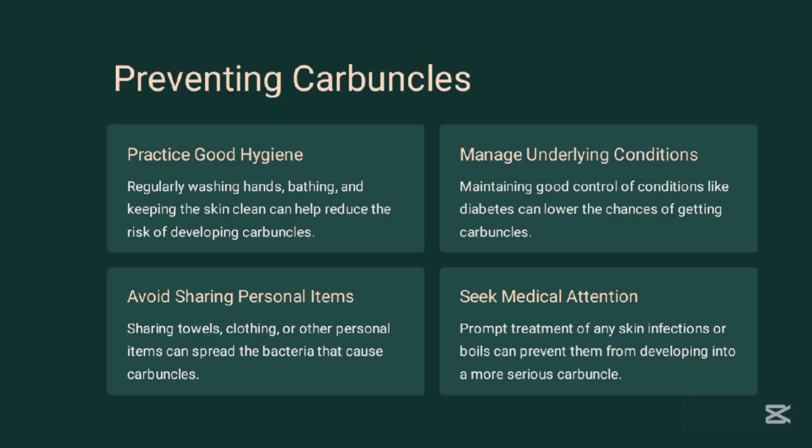Now, preventing carbuncles. Practice good hygiene. Regularly washing hands, bathing, and keeping the skin clean can help reduce the risk of developing carbuncles. Managing underlying conditions. Maintaining good control of conditions like diabetes can lower the chances of getting carbuncles. Avoid sharing personal items. Sharing towels, clothing, and other personal items can spread the bacteria that cause carbuncles. And the fourth one is seek medical attention. Prompt treatment of any skin infection or boils can prevent them from developing into more serious carbuncles.